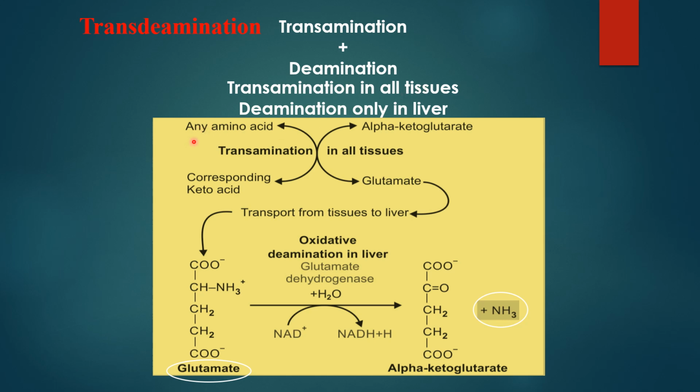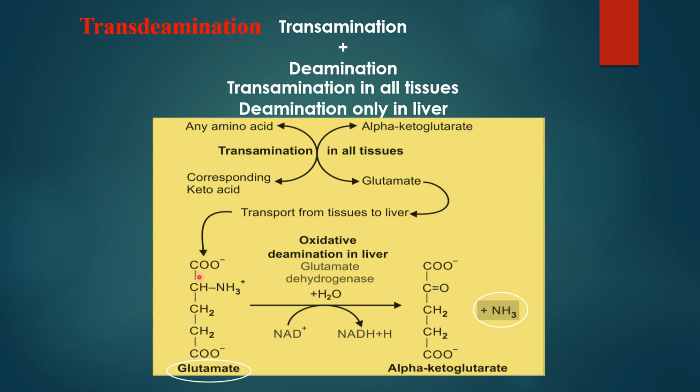So we can see here, this is any amino acid. It can be any amino acid. So during transamination, there should always be another keto acid, alpha ketoglutarate, because it will be acting as an acceptor of the amino group of the amino acid. So the transamination reaction, which is happening in all the tissues, converts it into the corresponding keto acid, and alpha ketoglutarate as usual will be converted into the glutamate. Now glutamate is transferred from tissues to the liver.